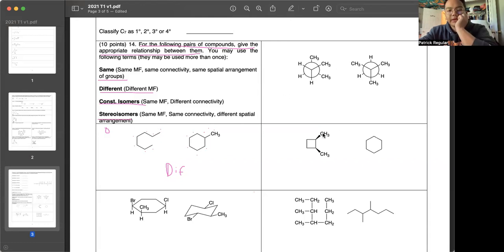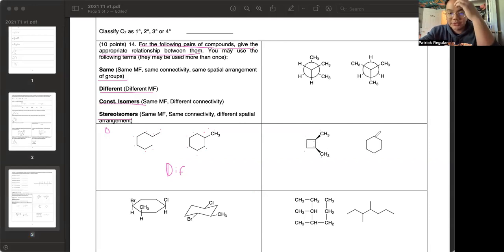All right. This one we have 1, 2, 3, 4, 5, 6 carbons. 1, 2, 3, 4, 5, 6 carbons again. All right, maybe we're getting somewhere. This has 1, 2, 3, 4, 5, 6, 7, 8, 9, 10, 11, 12 hydrogens. So C6H12.